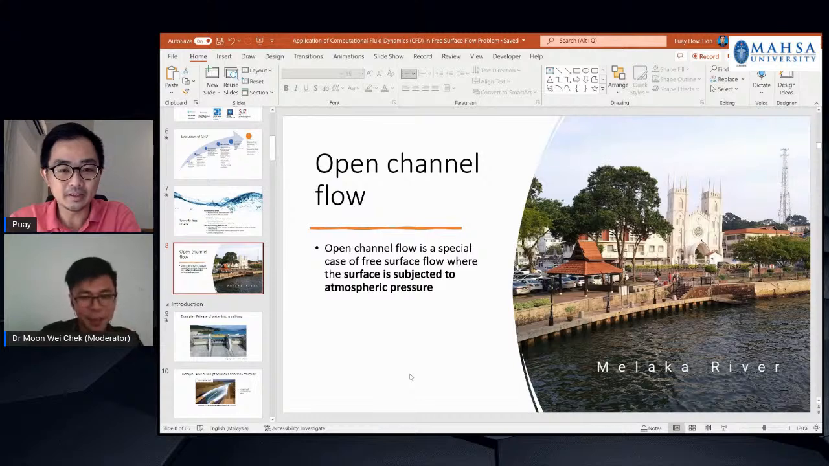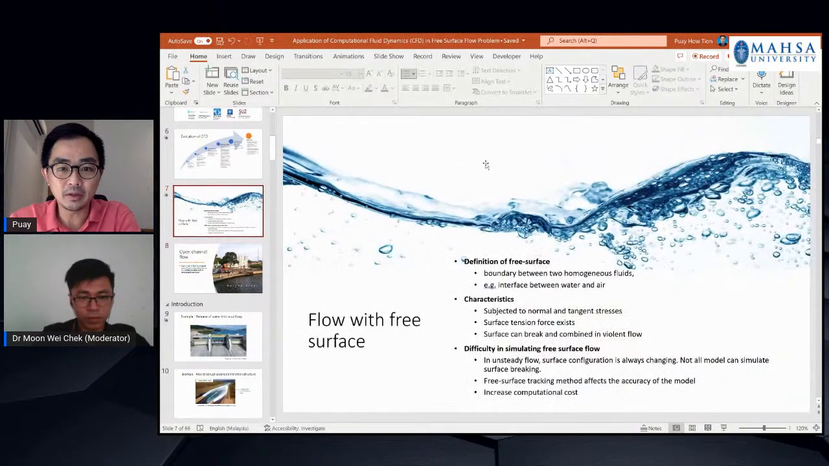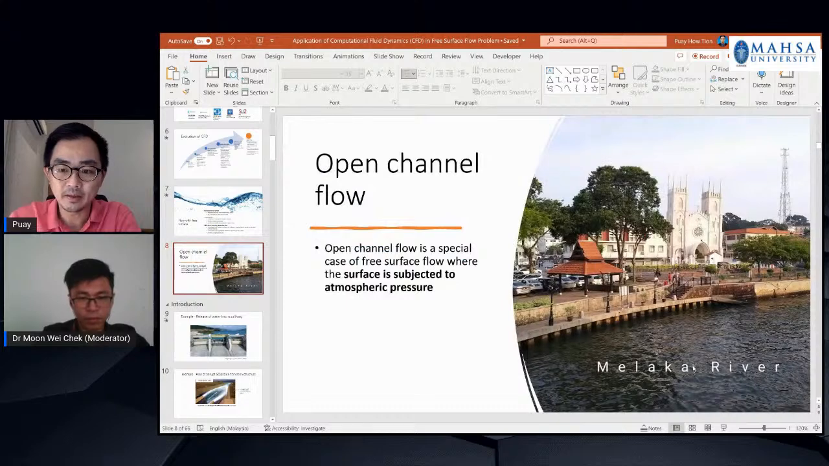Okay, so the most common free surface flow phenomenon in our life is open channel flow. Open channel flow is a special case where the free surface flow is subjected to atmospheric pressure on its surface. For example, here the pressure is atmospheric pressure, so we call it open channel flow. The most common one is the river. We can see rivers everywhere in Malaysia, so this is a type of open channel flow.